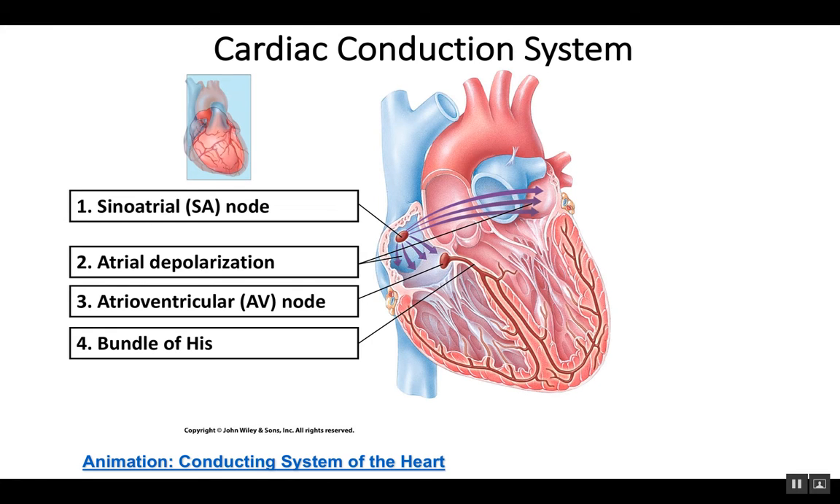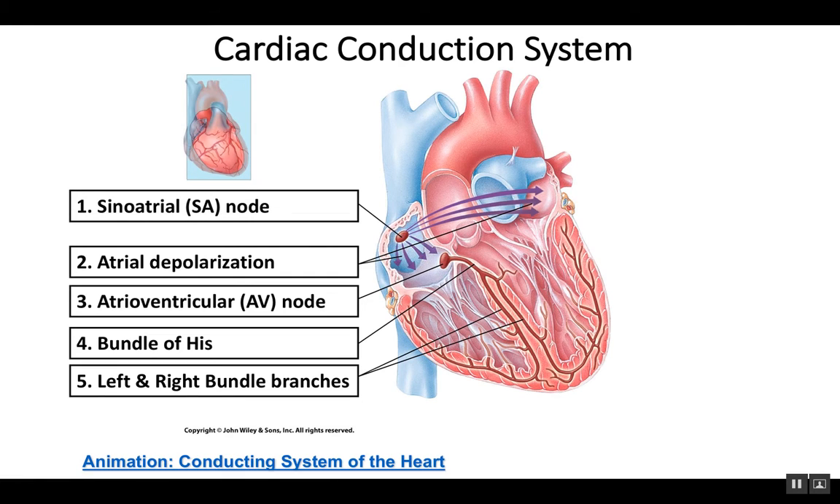Keep in mind, all these lines in here are representing electrical pathways. They kind of look like blood vessels, but they're not. They're electrical current. Once the electrical current travels into the bundle of His, it divides into two branches, the right and left bundle branches, which are going to service the right and left ventricles.